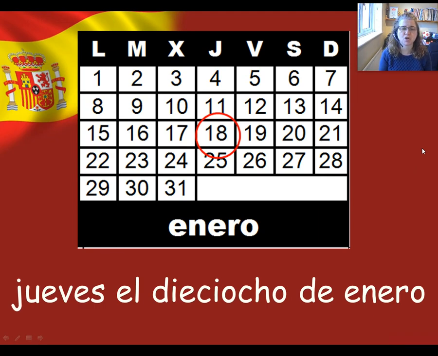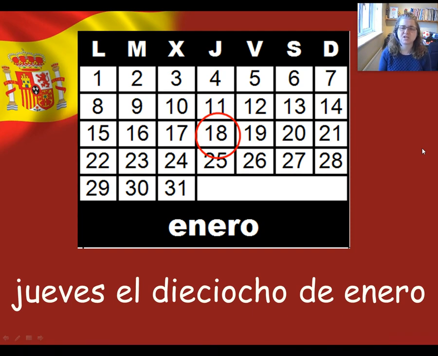Across the top, you've got some letters. Those letters say L M X J V S D. What are they there for? That's right, that shows you which day of the week. Is there something there then that strikes you as a bit unexpected, a bit unusual? That's right, there's an X as the third one, isn't there?